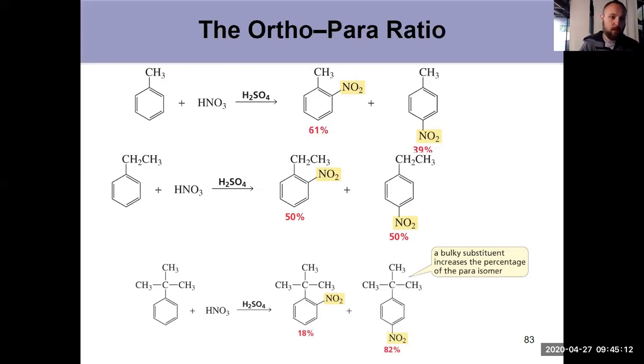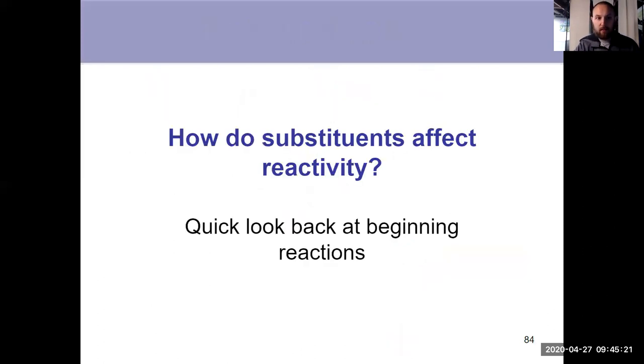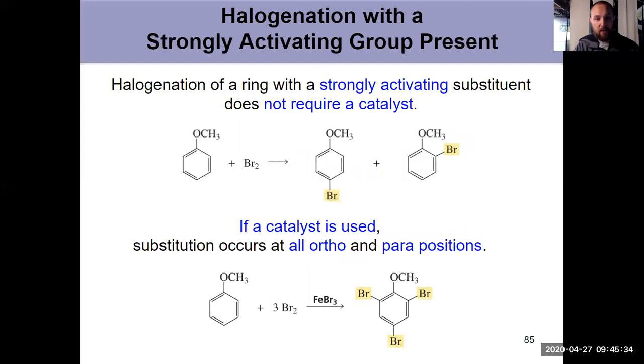Not that bad. But no ortho-para directors, no meta-directors, right? Be able to predict how those reactions go. Next thing we're going to look at is how substituents can affect reactivity. A quick look back at our original 5 EAS reactions and how they can be affected by substituents that are already present. And then we'll jump right into seeing how that affects synthesis.